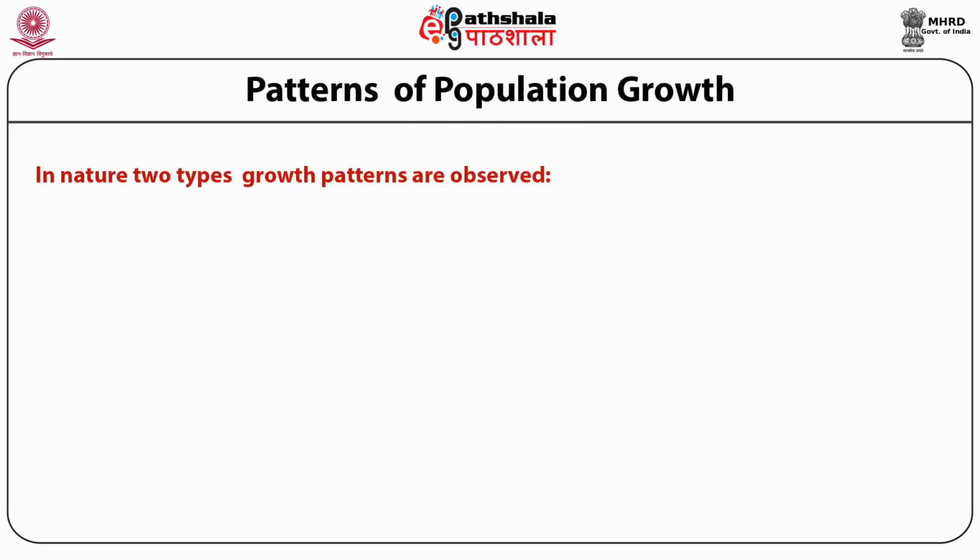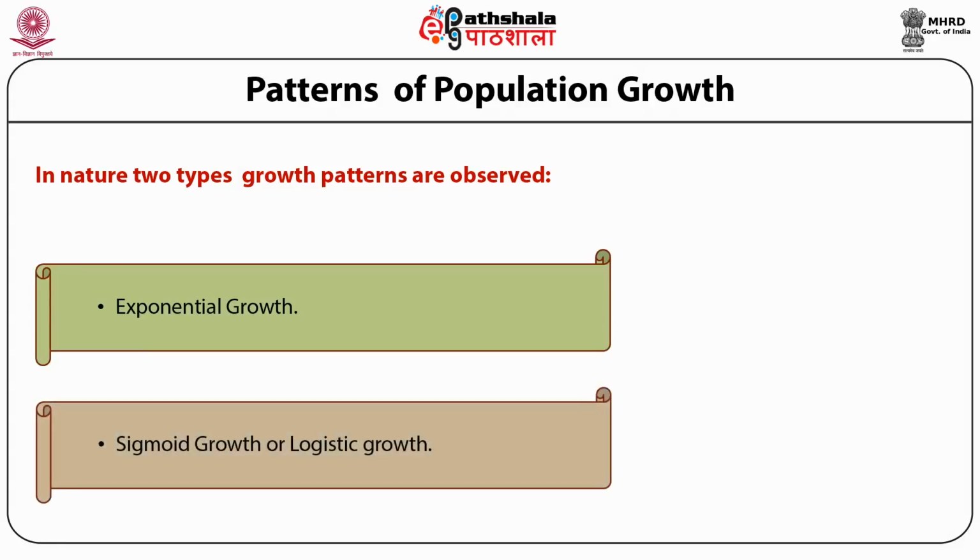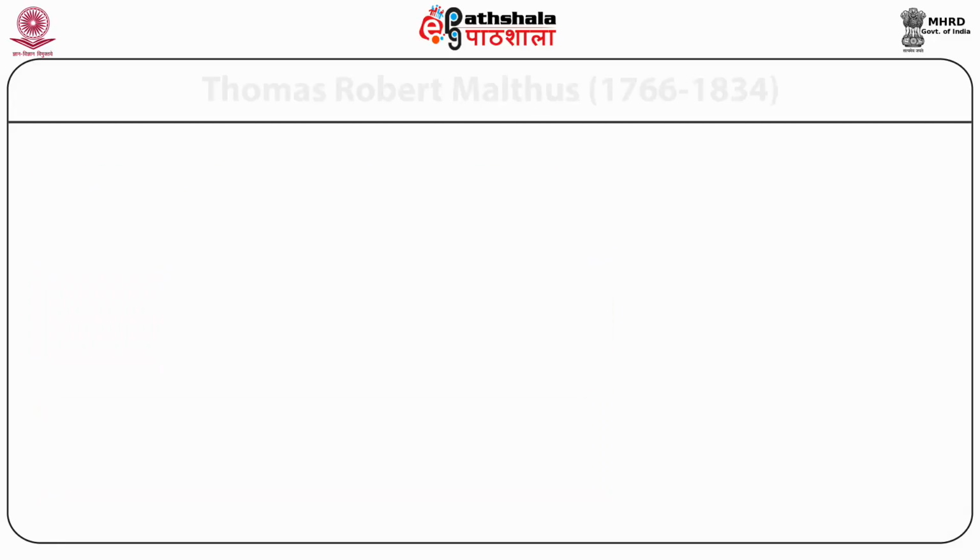In nature, two types of growth patterns have been observed. One, exponential; two, sigmoid. Sigmoid is also known as the logistic growth pattern.